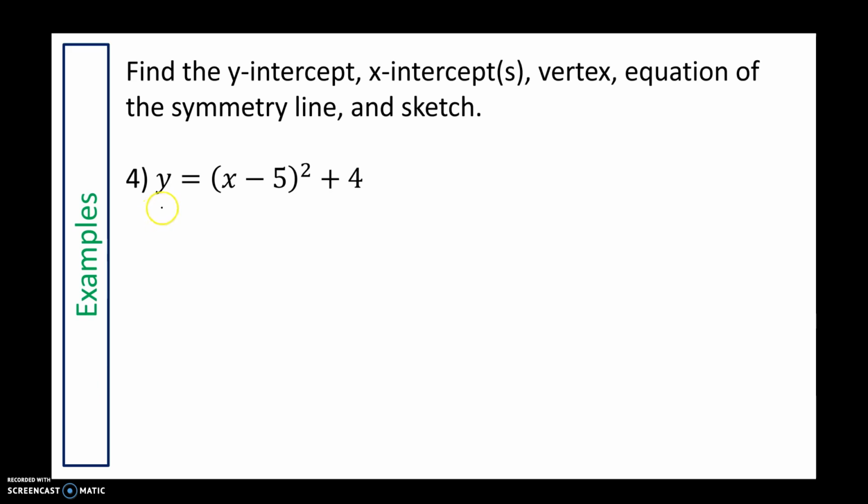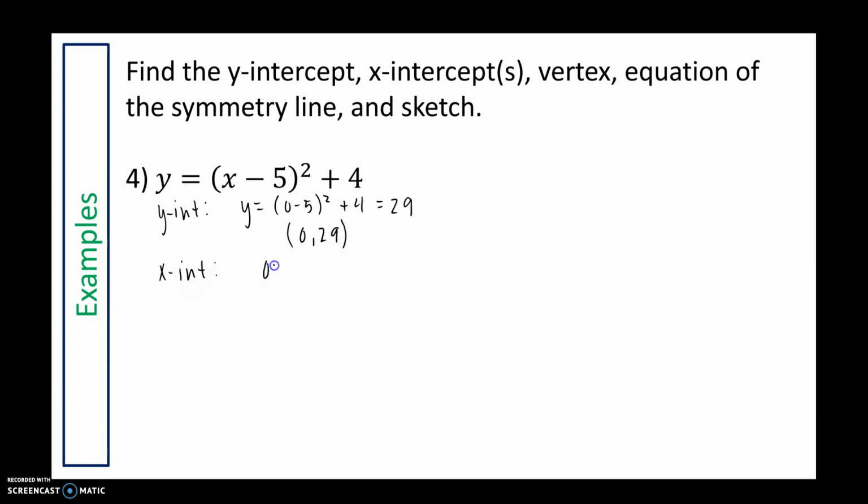All right, so the y-intercept occurs when x is equal to 0. So 0 minus 5 squared plus 4. That gives me 25 plus 4, which gives me a y-intercept of (0, 29).